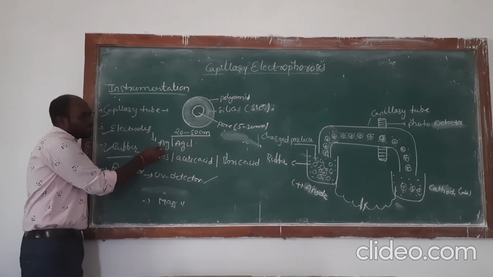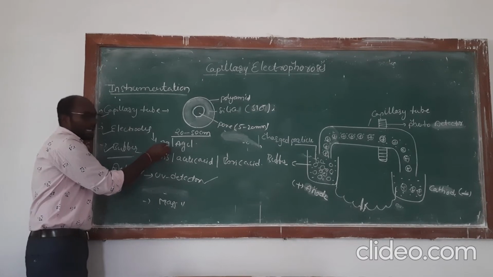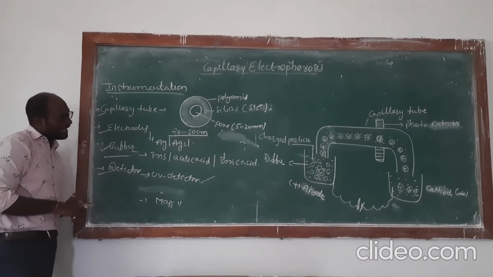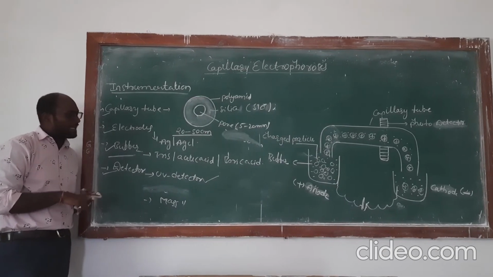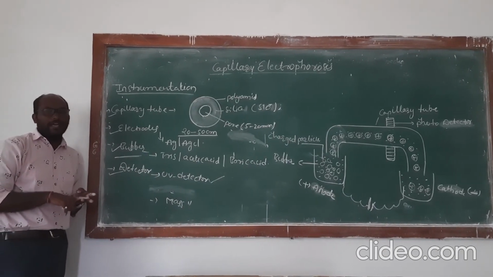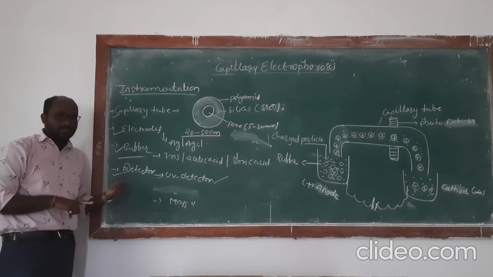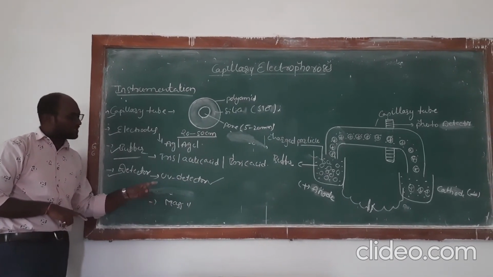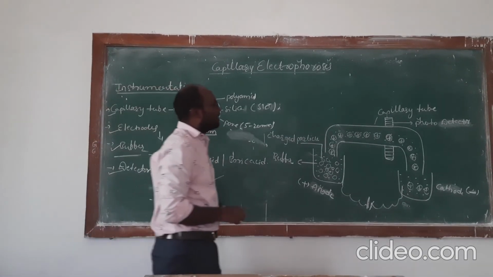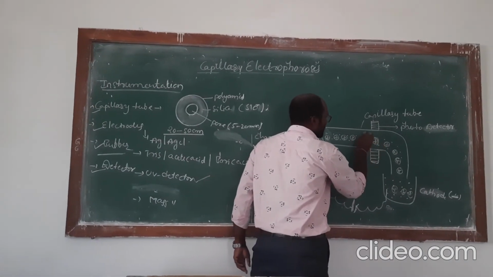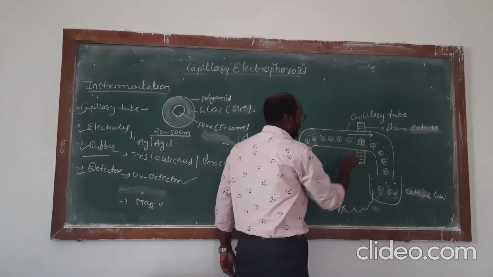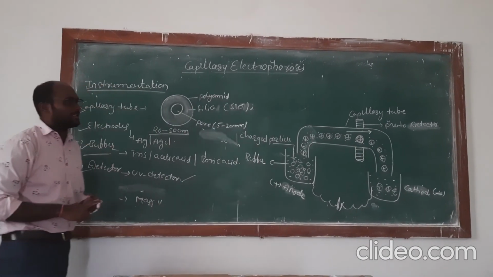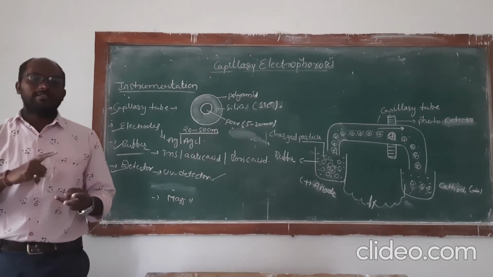To these electrodes we apply the external electric field. The buffers commonly used are tris buffer, acetic acid buffer, boric acid buffer, glycine, etc. The detectors commonly used are the UV detector and the mass detector. These detectors scan each and every ion going through this tube. They scan the migration capacity, charge and size of the ion.